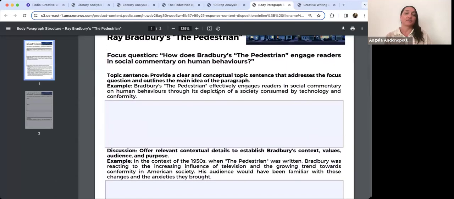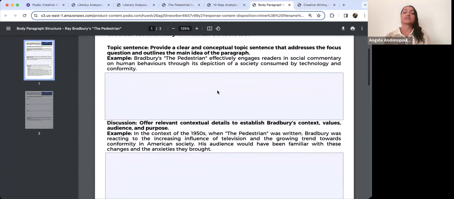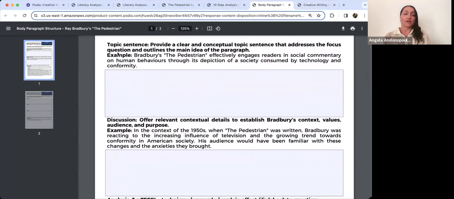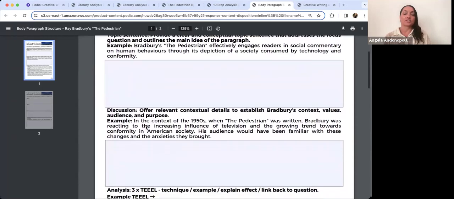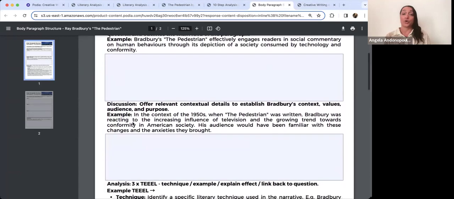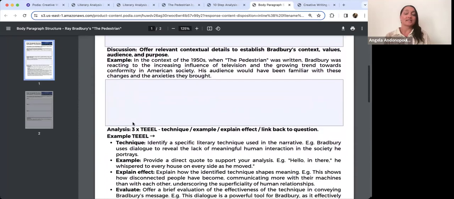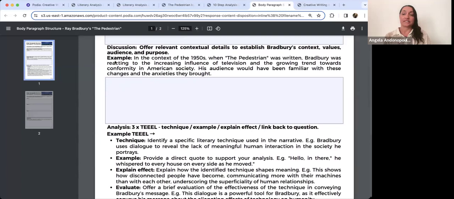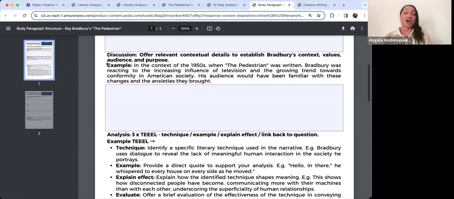So the focus question, I read that out before: How does it engage readers in social commentary on human behaviors? So the sample paragraph I've given here, the topic sentence: Bradbury's The Pedestrian effectively engages readers in social commentary on human behaviours through its depiction of a society consumed by technology and conformity. And then you can have a go below. In the context of the 1950s, when The Pedestrian was written, Bradbury was reacting to the increasing influence of television and the growing trend towards conformity in American society. His audience would have been familiar with these changes and the anxieties they brought.